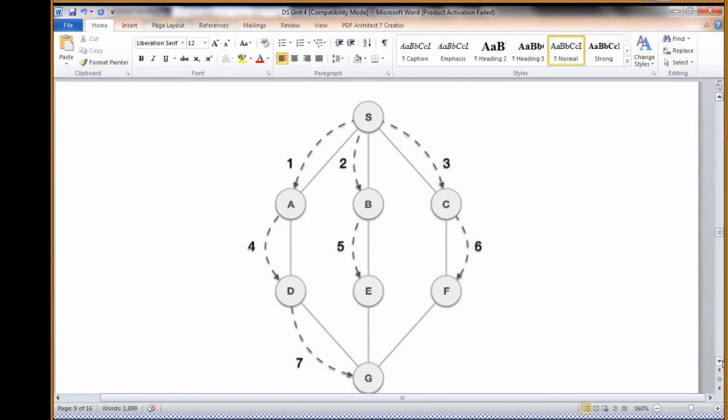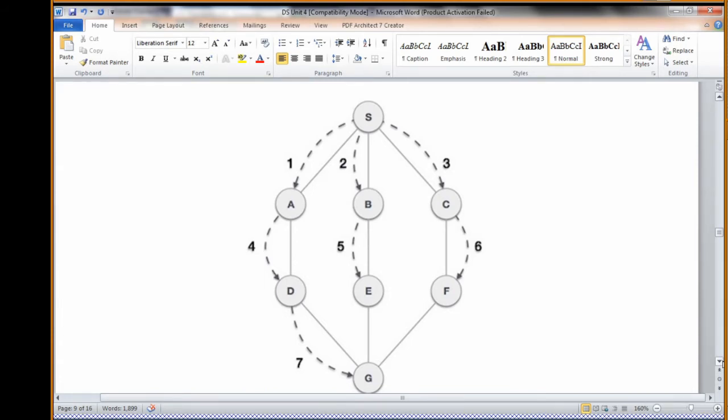After that it will come to E, and what is adjacent for E? G, but because G is already visited and available in the visited array, it will not visit it again. Then it will go to F, and adjacent to F, G is there, and it checks whether G is in the visited list. Because it is already visited, it will immediately stop the traversing.